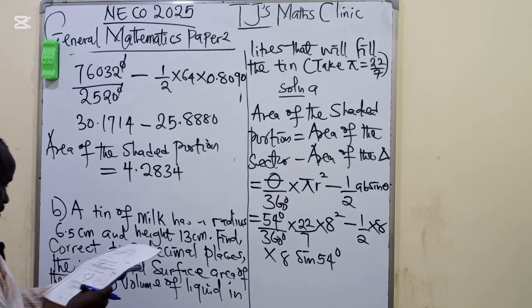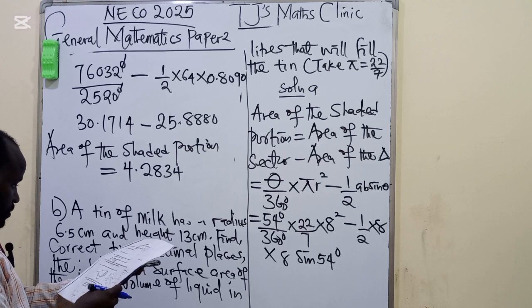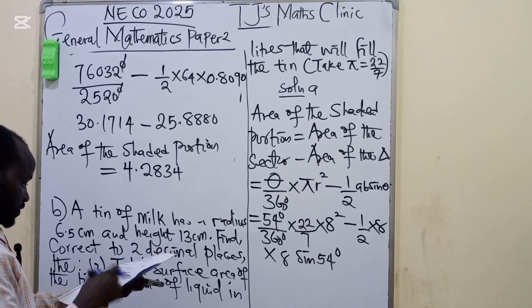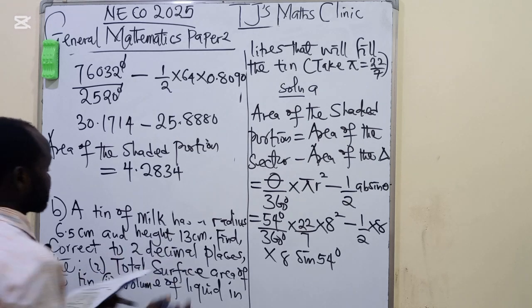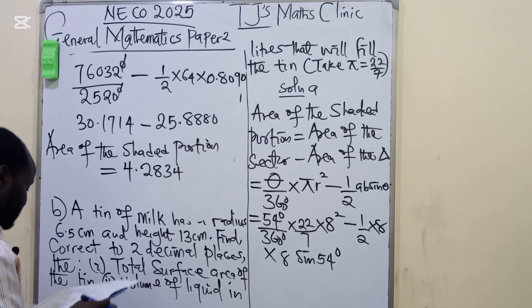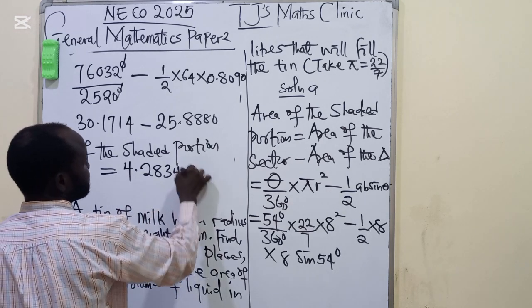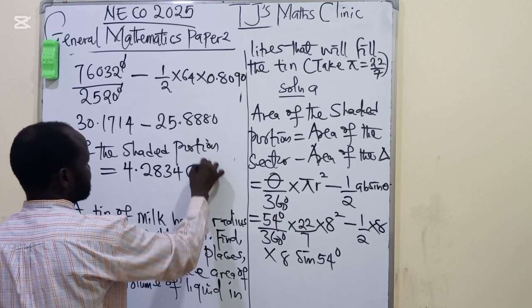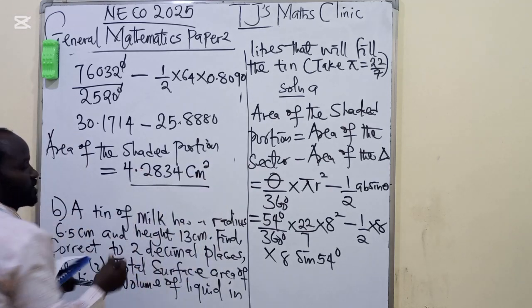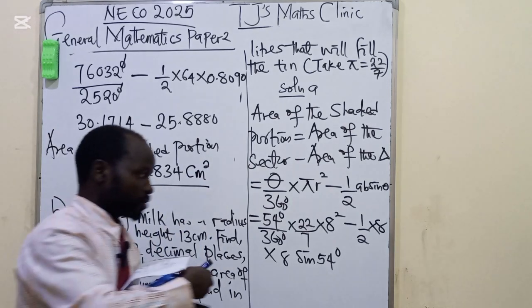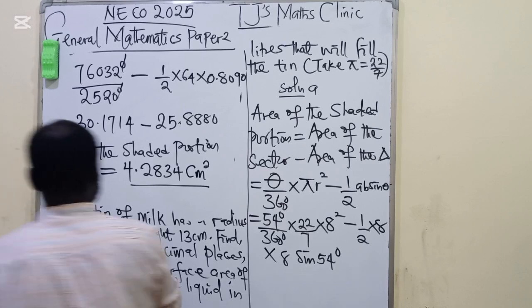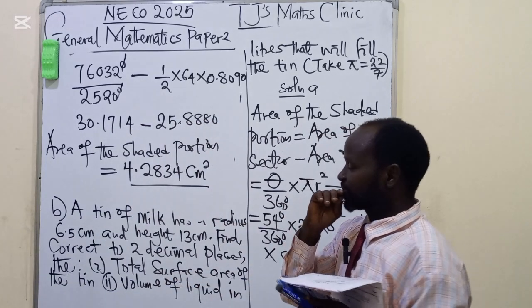The question says to calculate the area of the shaded portion. The question did not say whether to two decimal places or to three decimal places. So we can leave our answer as 4.2834 centimeter square, because area is measured in square units. So this is said to be the solution to 8A.